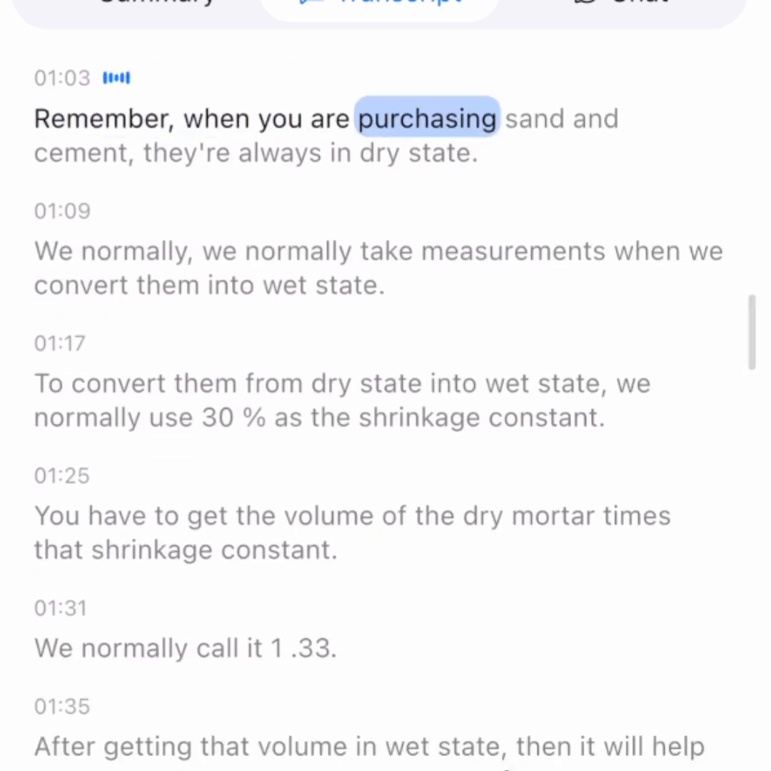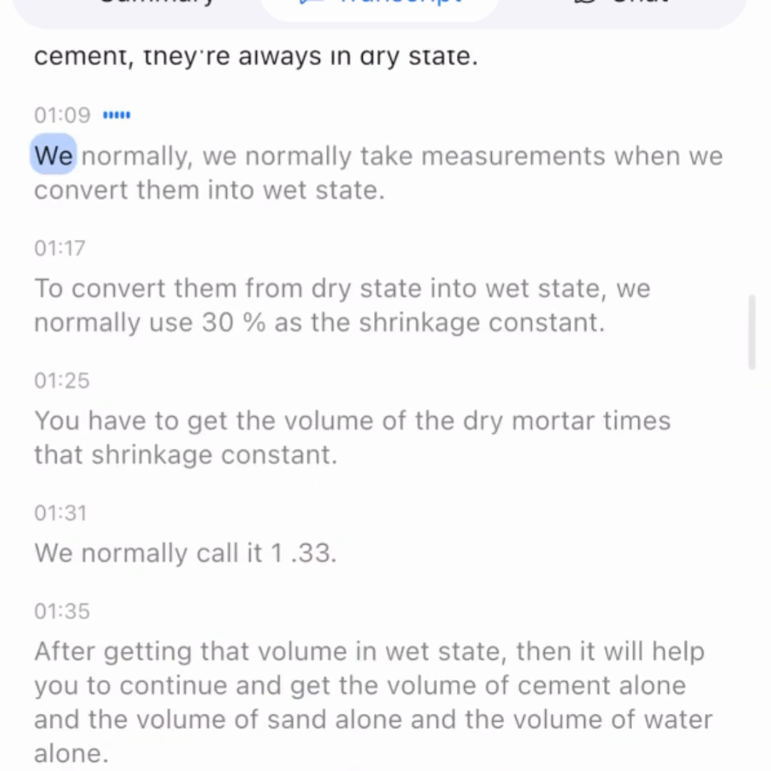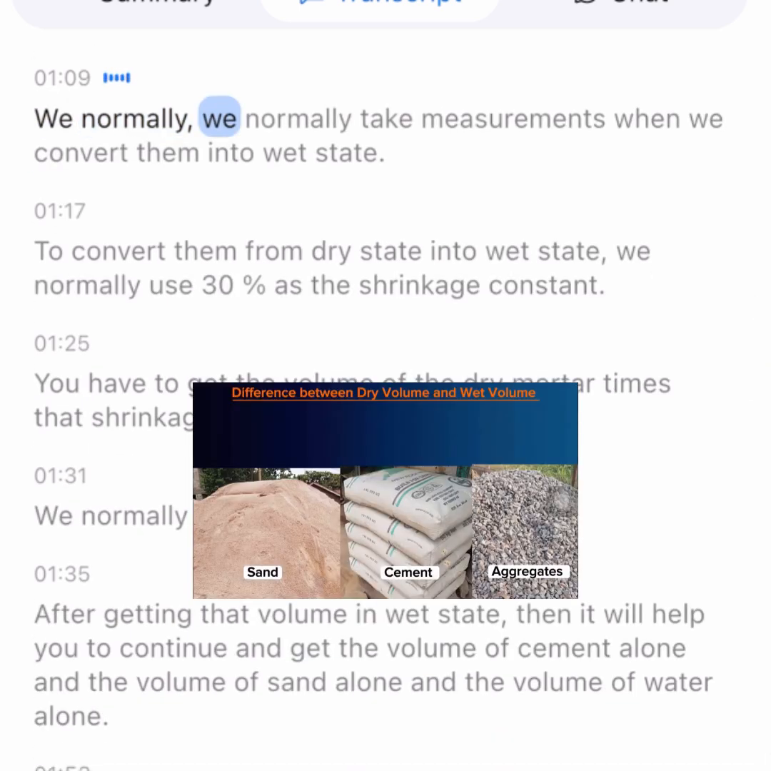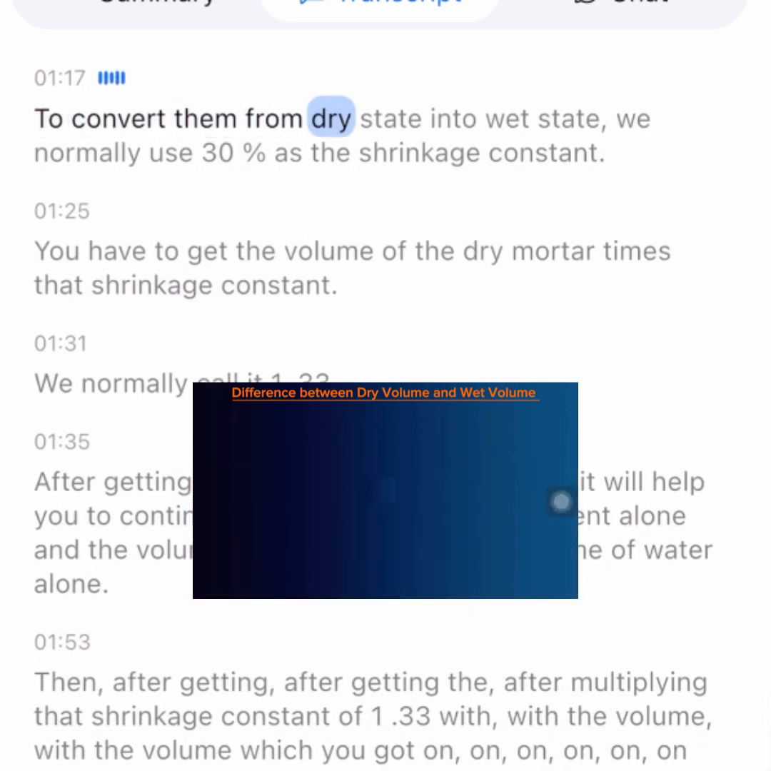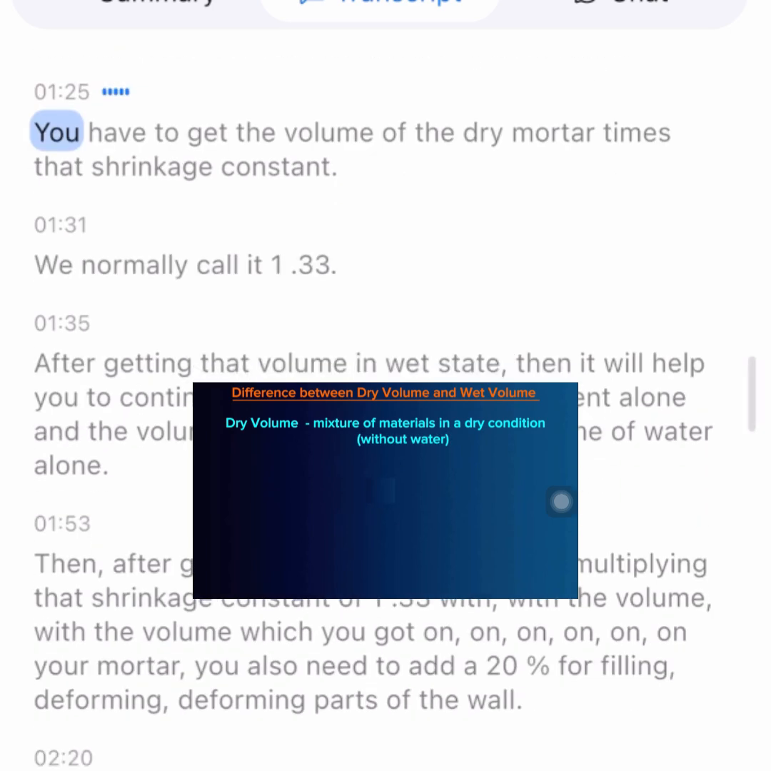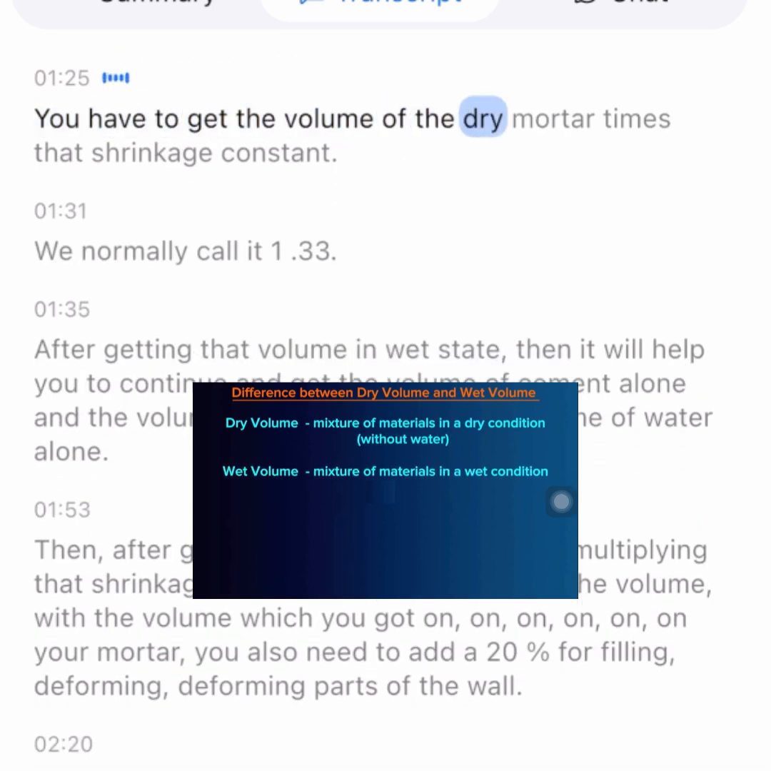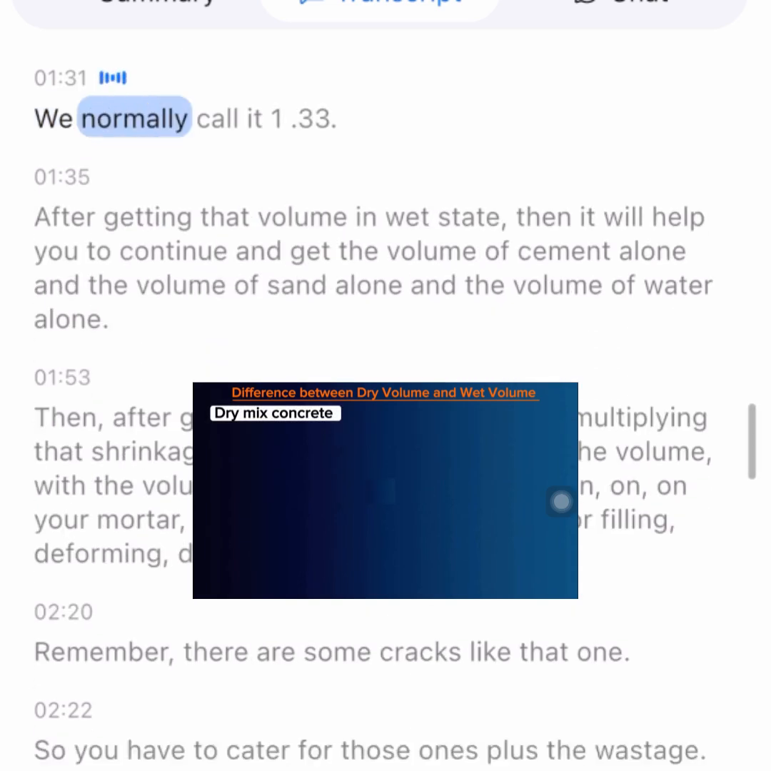Remember, when you are purchasing sand and cement, they're always in dry state. We normally take measurements when we convert them into wet state. To convert them from dry state into wet state, we normally use 30% as the shrinkage constant. You have to get the volume of the dry mortar times that shrinkage constant. We normally call it 1.33.